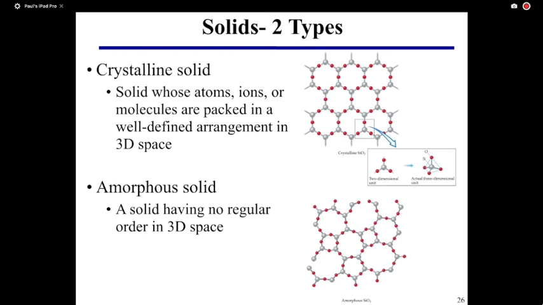Okay, and so those are the two ways about it. Amorphous and crystalline solids are the two types of solids.